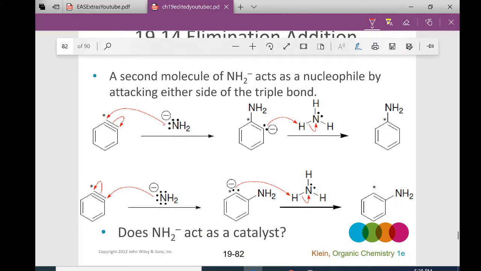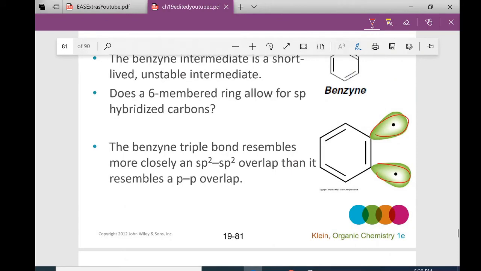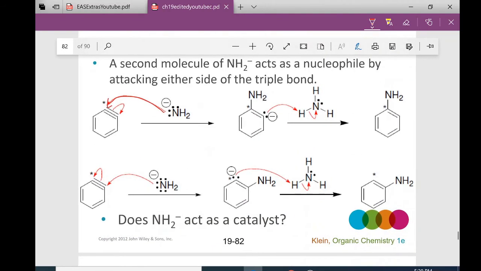NH2 minus can actually add into that system, and it adds into the pi system there that is not part of the aromatic system. It's adding into that pi system that's perpendicular to the aromatic ring. And when it does that, this lone pair is formed that can actually pull a hydrogen off of ammonia and restore our NH2 minus.